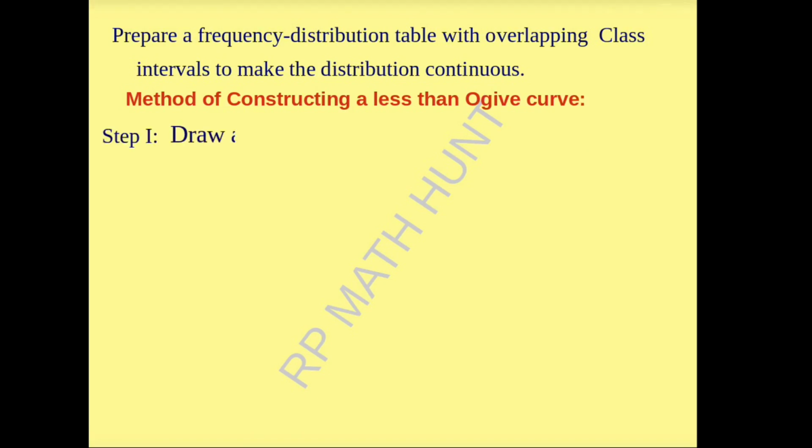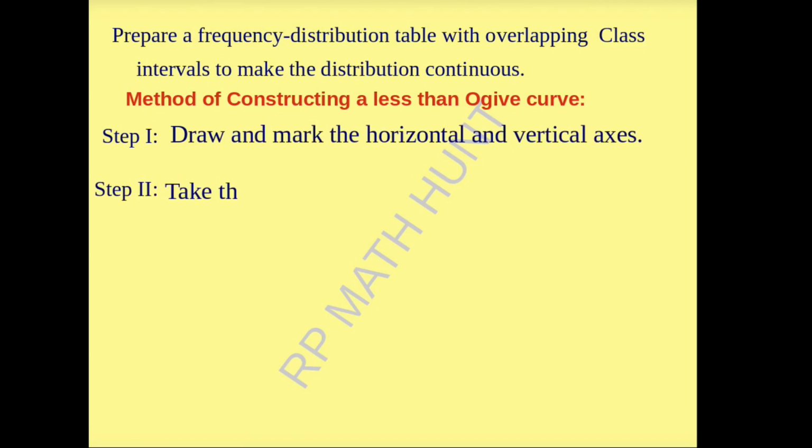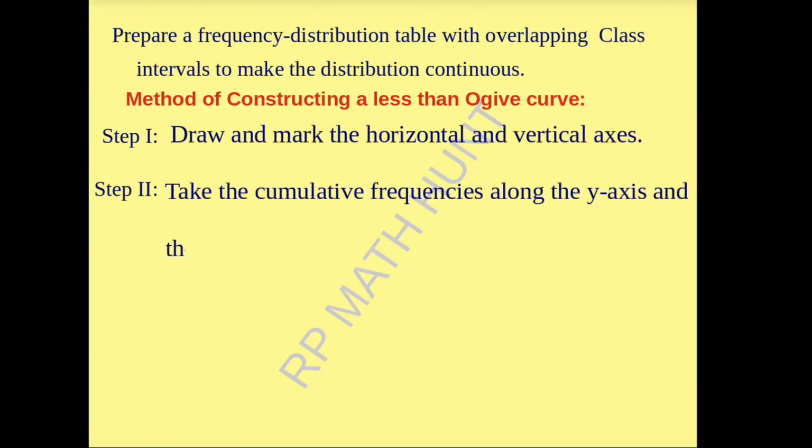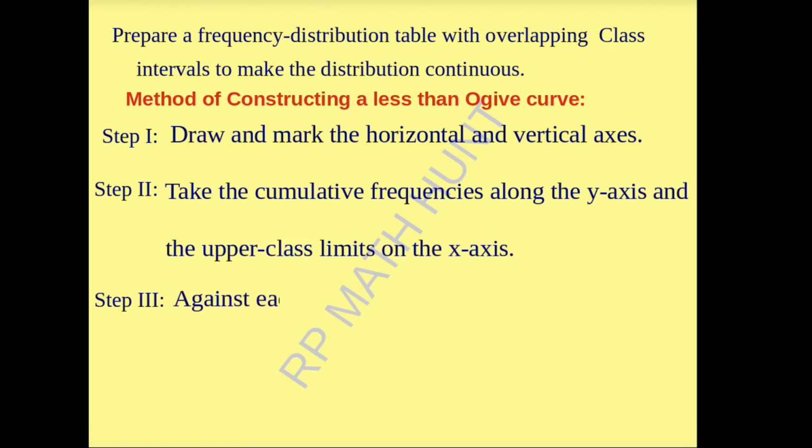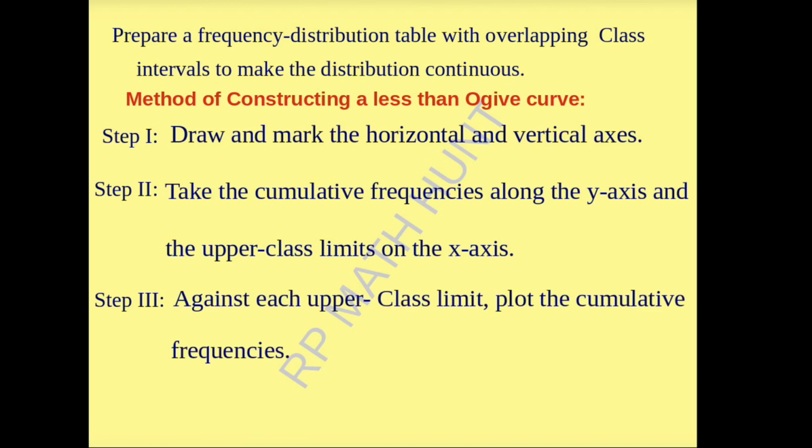Method of constructing a less than type ogive curve. Step 1. Draw and mark the horizontal and vertical axis. Step 2. Take the cumulative frequencies along the y-axis and the upper class limit on the x-axis. Step 3. Against each upper class limit, plot the cumulative frequencies. Step 4. Connect the points with a continuous curve.